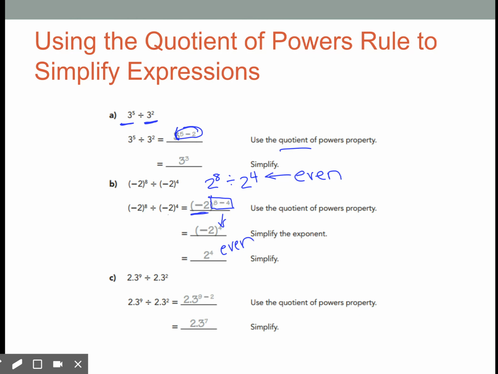Here they give us an example of a decimal, 2.3 to the 9th power divided by 2.3 to the 2nd power. Same thing, 2.3 is the base in both. So we are simply going to do 9 minus 2 and keep our base of 2.3 and our exponent of 7.